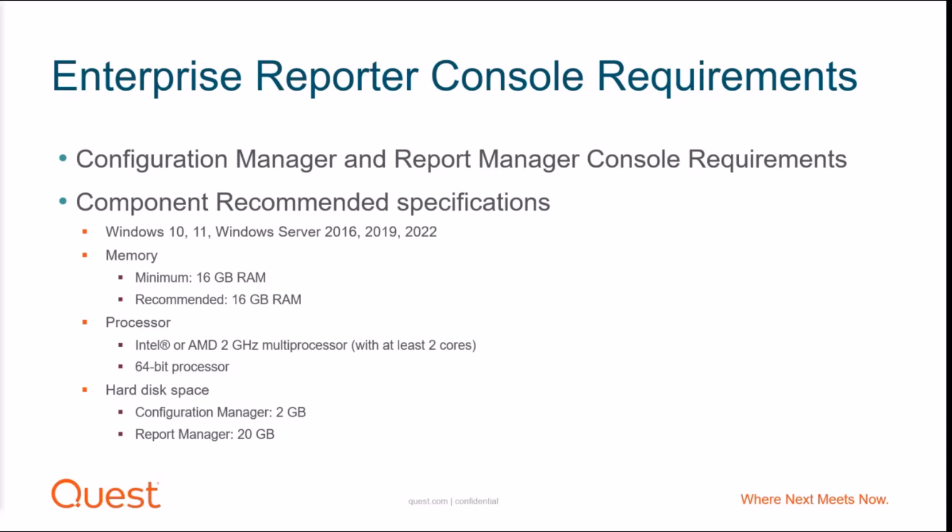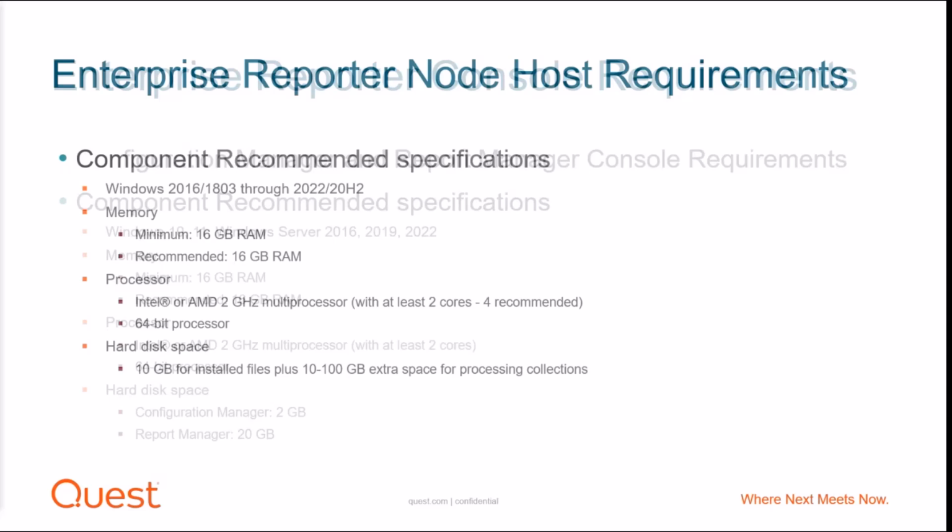We do have a database size estimator available for you if you'd like to try and calculate those values. The Enterprise Reporter consoles, of which there's 2, the Configuration Manager and Report Manager, each have the same requirements. At least a Windows 10, 11, or Windows Server machine with at least 16 gigs of RAM available and a 2 GHz processor with 2 cores. We do require a minimum of 20 gig of disk space for the Report Manager.